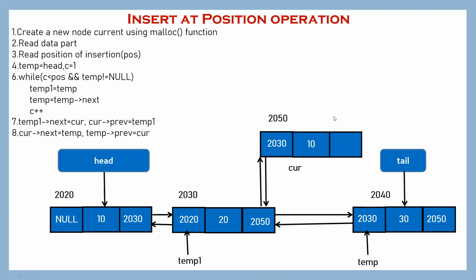Now coming to this right part, current next equal to temp, and what is the address to be updated here? Instead of 2030, what is the address to be present? 2050. And temp previous equal to current. So the address of this temp node is updated in the current, and the current address is updated in the temp node. This is how we are going to perform insert at a given position in a double linked list. So here we need to update both links, the previous link and the next link.